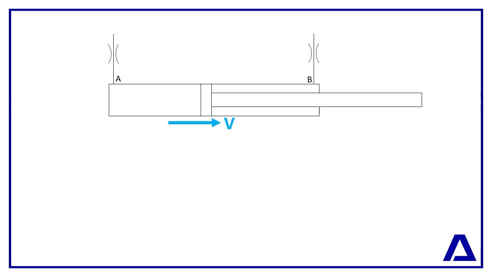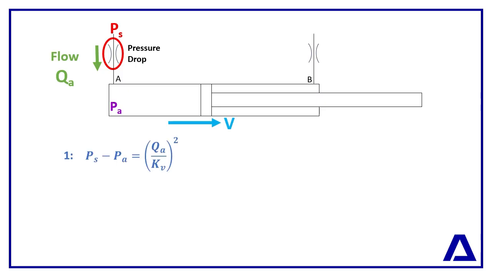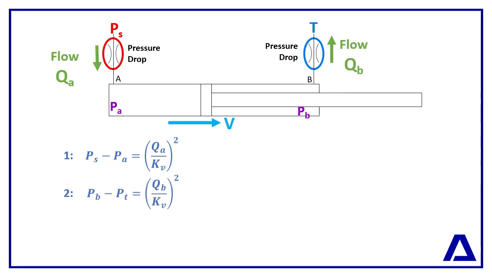Now we will start with the main formulas. First, for the A side of the cylinder, for a given flow QA, the pressure drop from supply pressure to the cylinder pressure is given by equation 1. Supply pressure minus pressure A equals flow A divided by kV squared. For the B side of the cylinder, for a given flow QB, the pressure drop from the cylinder pressure to tank is given by equation 2. Pressure B minus pressure tank equals QB divided by the valve constant squared.